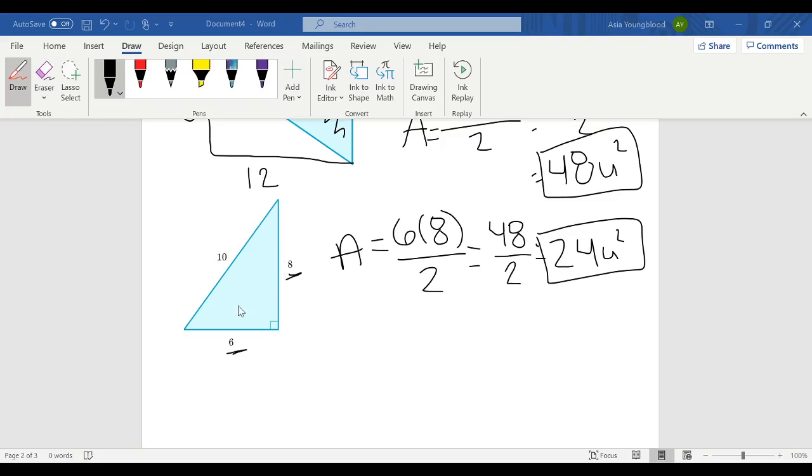This one, again, the distance from this vertex to this base is 15. So that's this height, right? Height is 15. Base is 6. So 15 times 6 divided by 2. Well, I would do 6 divided by 2 first to get 3. 3 times 15 gets us 45.